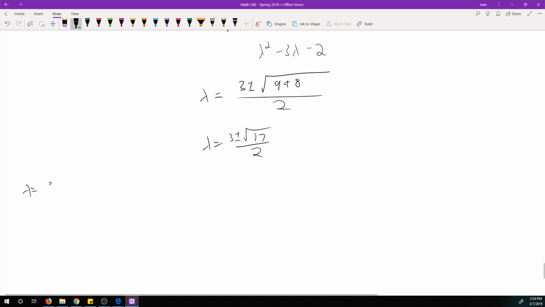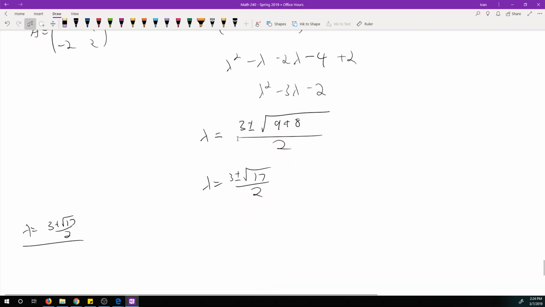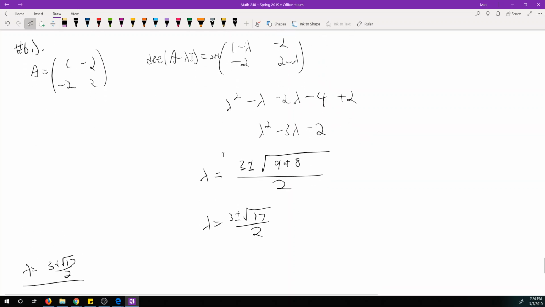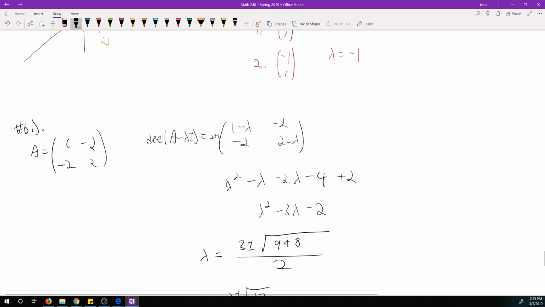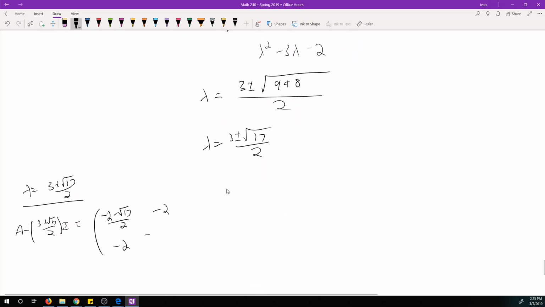So now you just gotta do them one at a time. And then, so what do you get on this first one? You let lambda equals 3 plus root 17 over 2. So then this is A minus 3 plus root 17 over 2 I. And so this is, oh god, this is negative 2 minus root 17 over 2. And then this is negative 2, negative 2, and then this is negative 1 minus root 17 over 2.